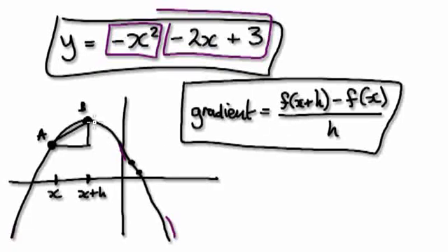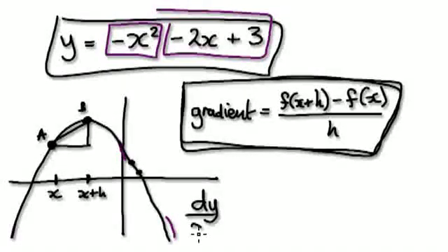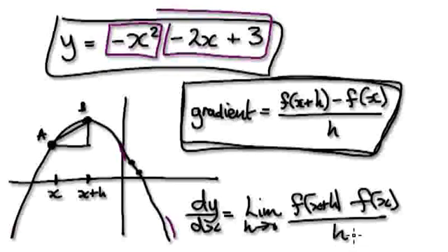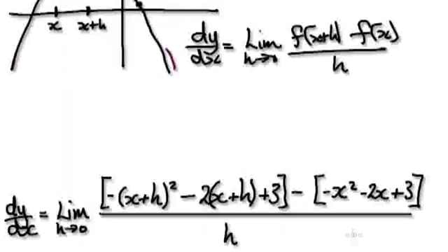Okay, so the gradient that exists between A and B is given by this. But then you want to get B to move closer and closer towards A. You want to decrease h until it tends to 0. So the gradient between A and B is given by this, but the true gradient, which is dy by dx, is given by taking the limit as h tends to 0 of this thing here. Okay, so the true gradient is given by this here over h.